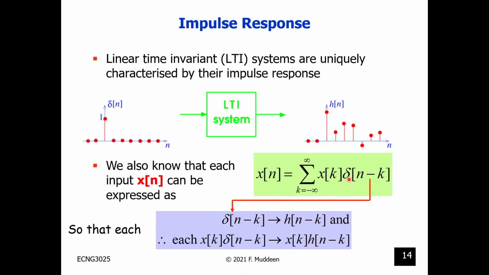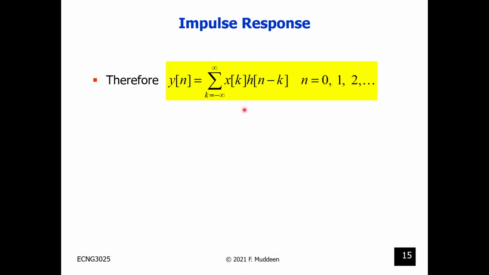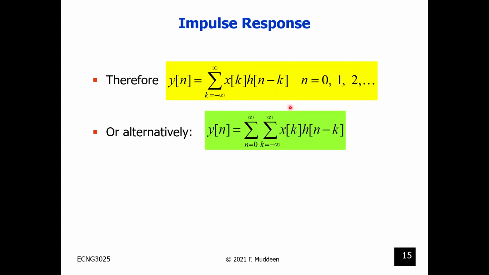it operates the same way as if it's going to be delta of n minus k. So we just substitute delta of n minus k with h of n minus k. And to get our output system, being y of n, it's just going to be the same convolution sum here, but instead of having delta of n minus k, we now represent our system that's doing the manipulation by h of n minus k instead. Alternatively, that's like if we do a double summation series as well, but we'll be using the simple single summation series here in the yellow shaded block.